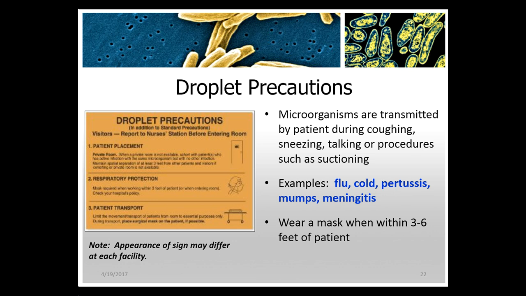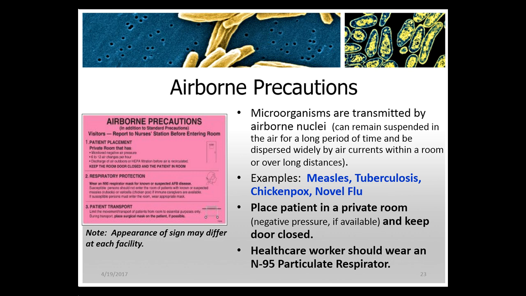Next slide. Airborne precautions. These microorganisms are smaller, and they're transmitted by smaller droplets, airborne nuclei. These smaller droplets can remain suspended in the air for long periods of time and be dispersed by air currents within a room or over long distances. Examples: measles, tuberculosis, chickenpox, novel flu.